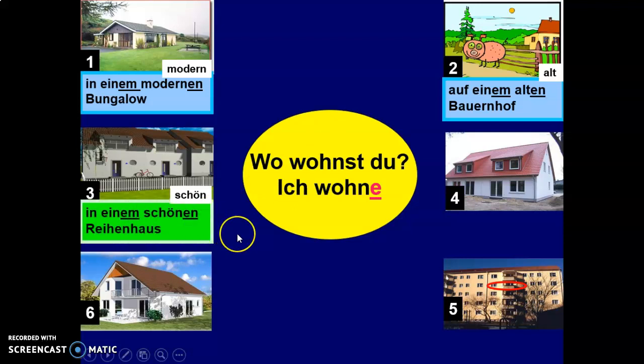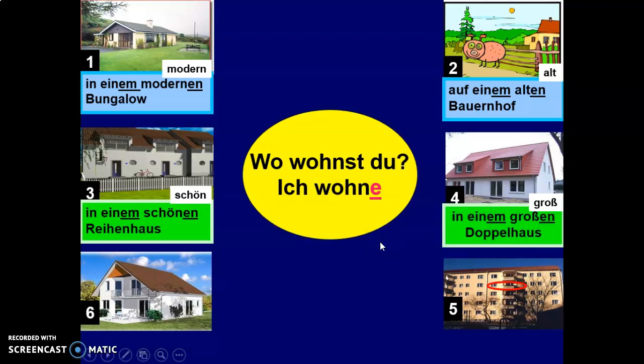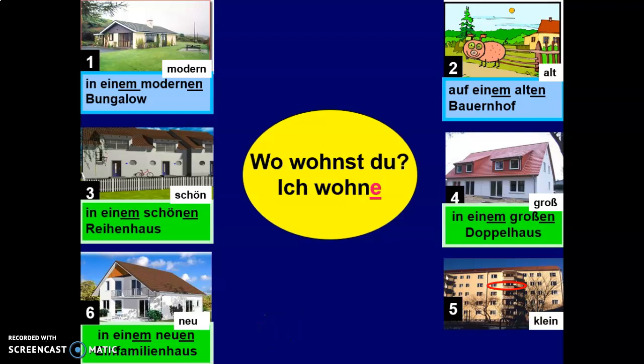In einem schönen Reihenhaus. In a beautiful terraced house. In einem großen Doppelhaus. In a large double house. In einem neuen Einfamilienhaus. In a new one-family house or detached house. In einer kleinen Wohnung. In a small apartment.